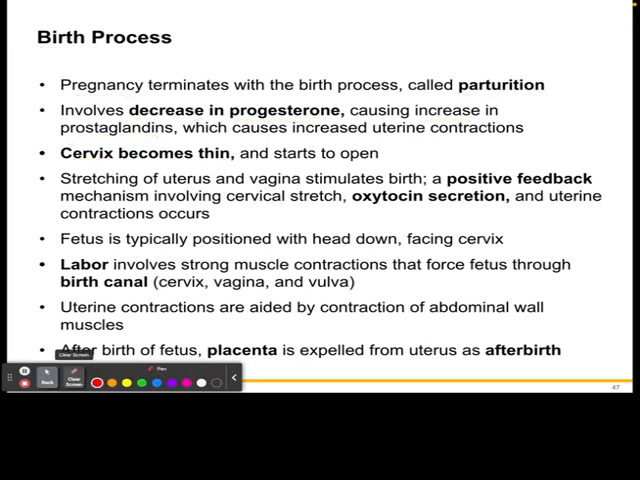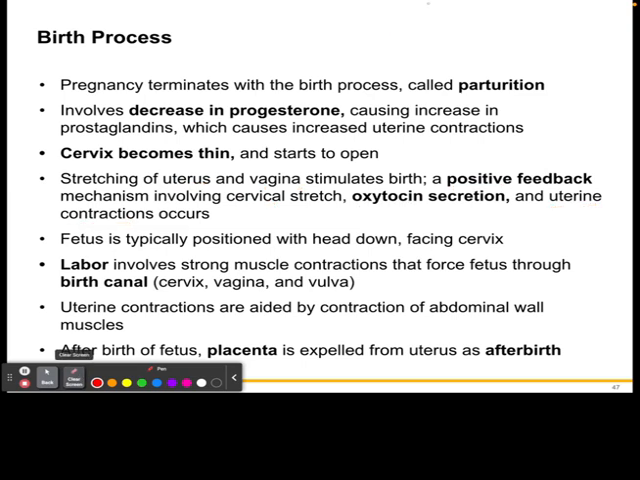So the stretching of the uterus and vagina will then stimulate a positive feedback, which is going to involve the cervical stretch, which will release oxytocin. And if there's oxytocin, the uterine contractions will occur. So this is a positive feedback loop, meaning, as we talked about with the graphs, something is going to happen. In this case, we're going to have the stretching of the uterus, which will cause oxytocin to be released. And if there's a stretch, oxytocin is released, which is going to cause contractions. And those contractions will continue to stretch, and it's going to continue and continue and continue.